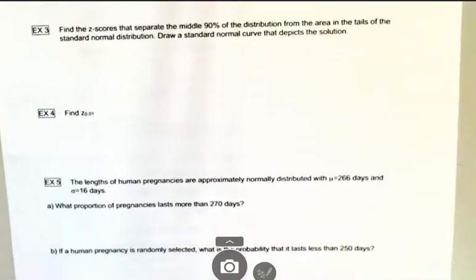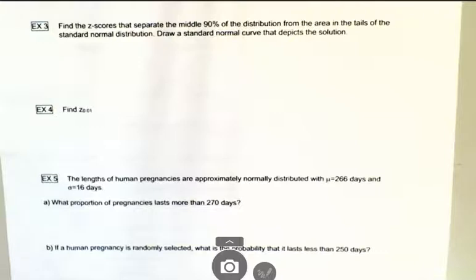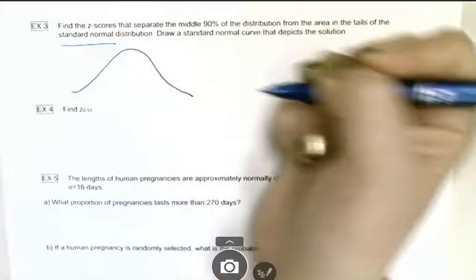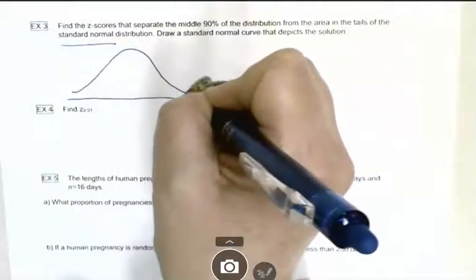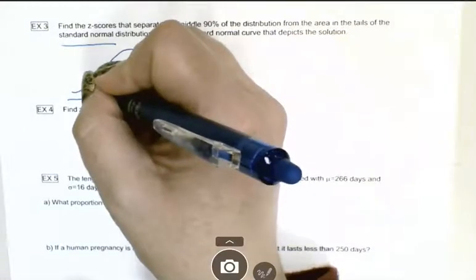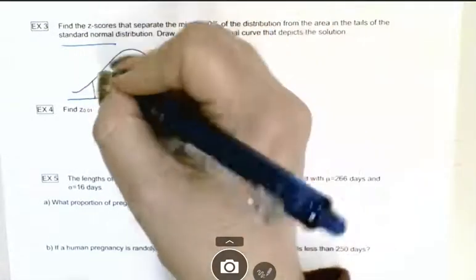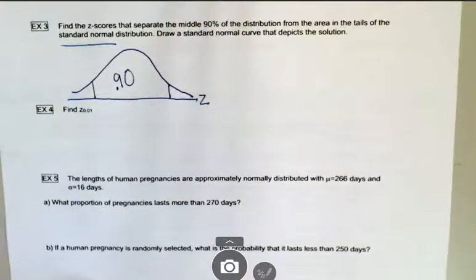Now we've got a couple that are just worded a little bit differently. So example 3, find the z-scores that separate the middle 90% of the distribution from the area in the tails of the standard normal. So draw the curve. That's going to be pretty much on every question. What the picture is saying, and it's standard normal, so I label it Z, is that I want the middle 90%. So most of the curve, this is going to be 0.9, because 90% is 0.9 as an area.